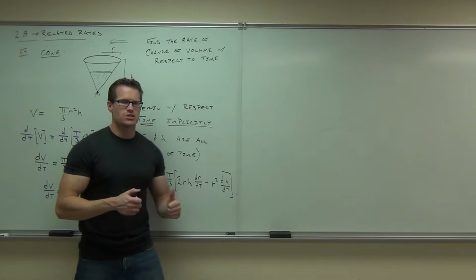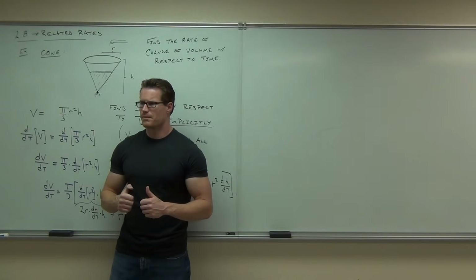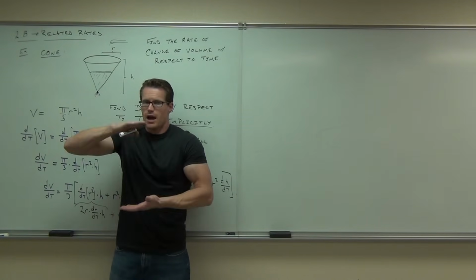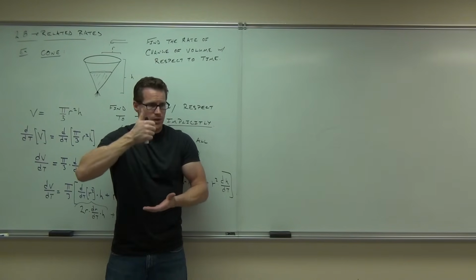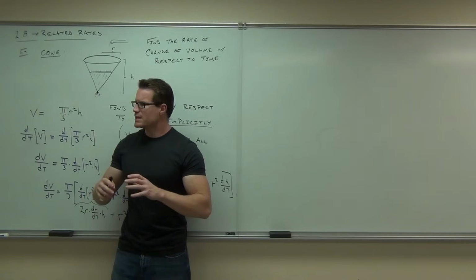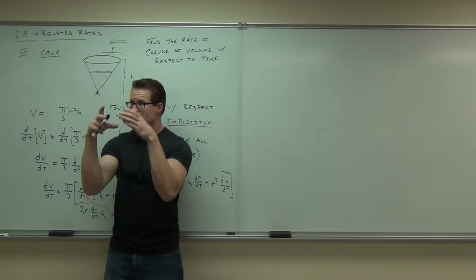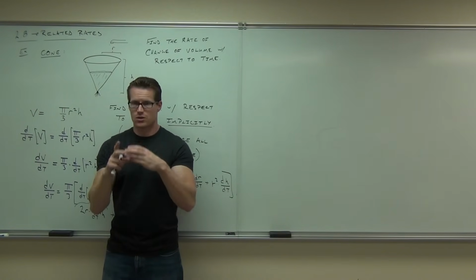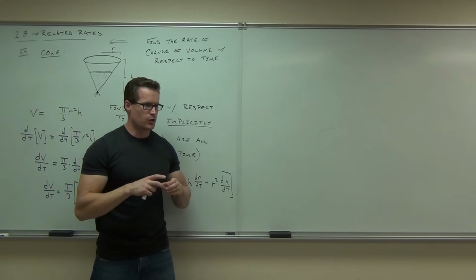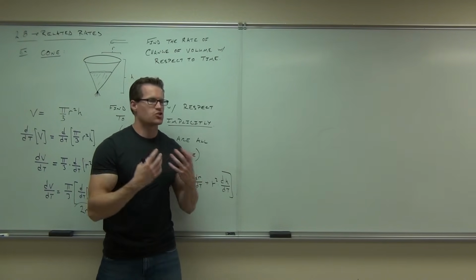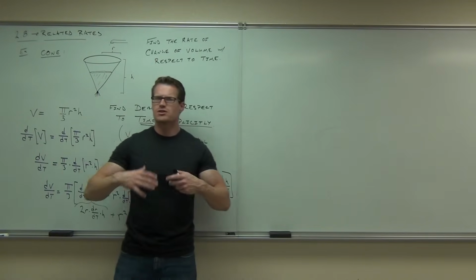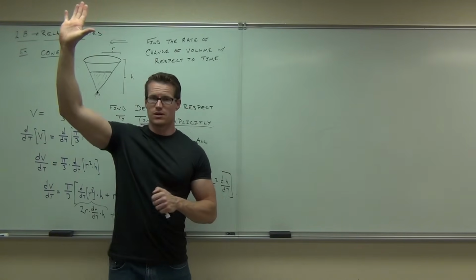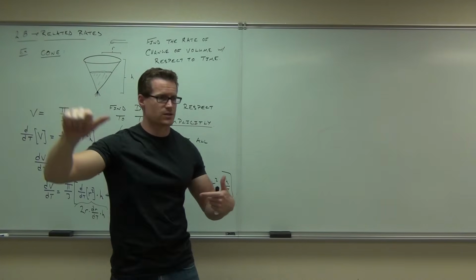We'd also need to know dh dt. What's dh dt stand for? How the height of our water is changing with respect to time. Is it going up? Is it going down? We need to know all of those pieces: what the radius is currently and what the height is currently, which would give us the actual volume. But to associate how the volume is changing, that's where we need the change in the radius and the change in the height. This helps people understand the concept of related rates.